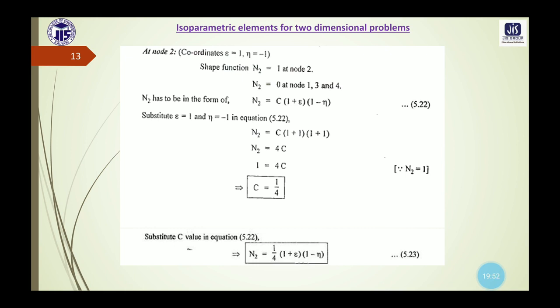Now here also the mathematical representation of the shape function for node 2 is C into (1 plus epsilon) into (1 minus eta). Now if we substitute the value of epsilon and eta as 1 and -1 respectively, then we get the value of C as 1 by 4 after 3 steps. So finally we get the value of N2 equal to 1 by 4 multiplied by (1 plus epsilon) into (1 minus eta). So this is our equation number 5.23.